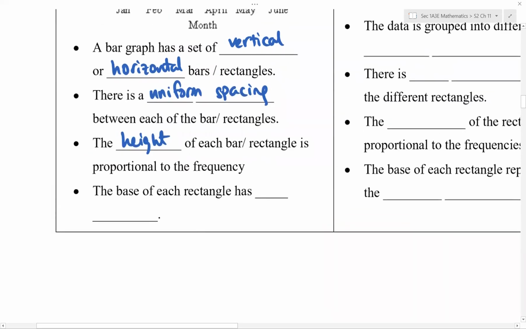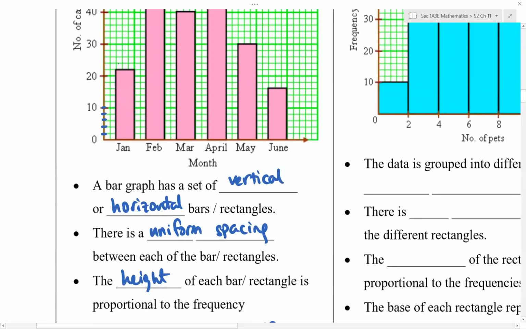Next, the base of the rectangle, meaning the width, has no meaning. Over here, they have used 3 small squares to represent the width of each of these bars, but they could have used 4 squares, 5 squares. As long as it is presented neatly, it is fine. But the width itself doesn't have any meaning.